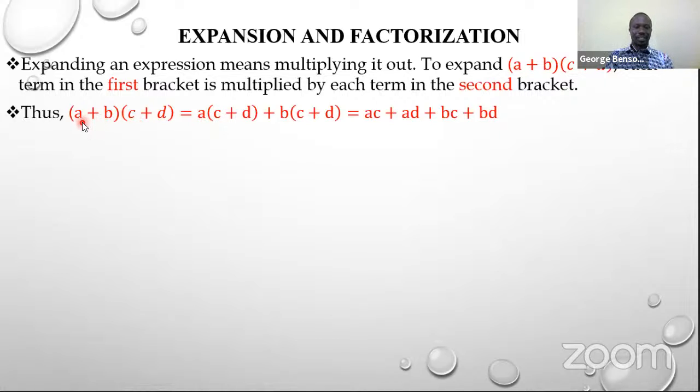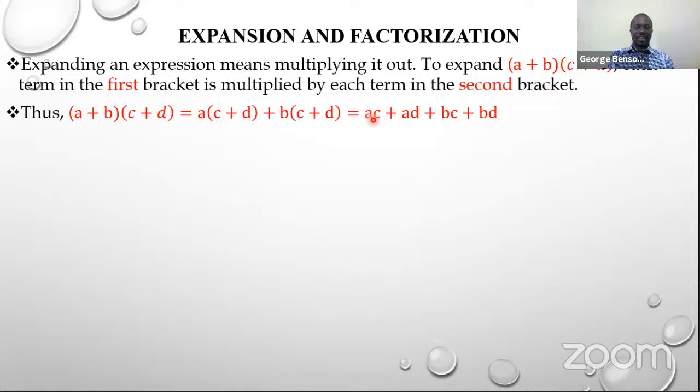So, okay, I think the pointer will still help me. When we talk about expansion, it's simply multiplying the variables to each other in each bracket. Is that okay? So (A plus B) times (C plus D): A will multiply the whole of C plus D, then B will also multiply the whole of C plus D. Is that okay? So when you open the bracket, this will simply be AC.